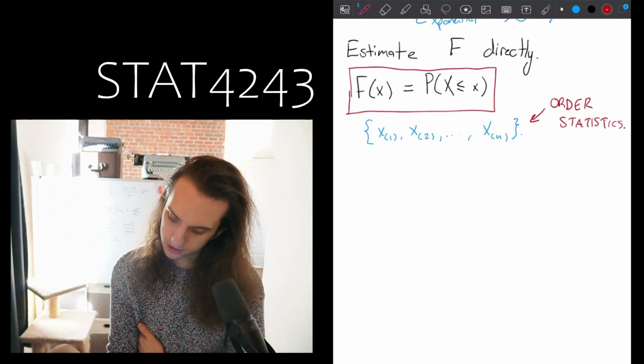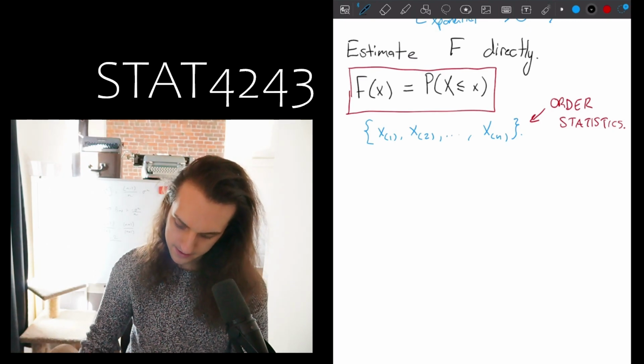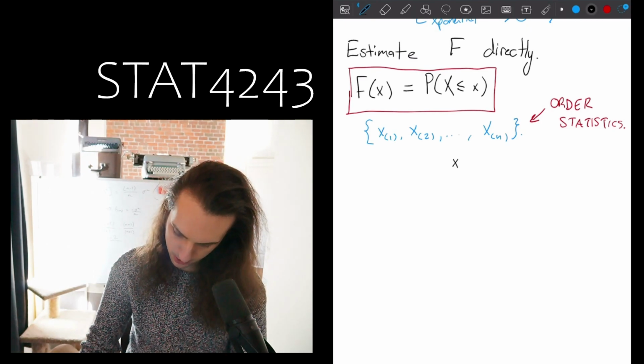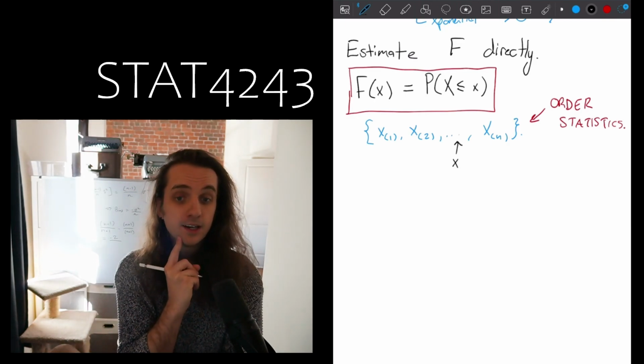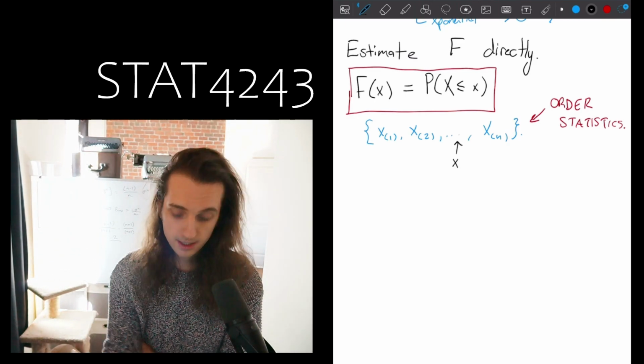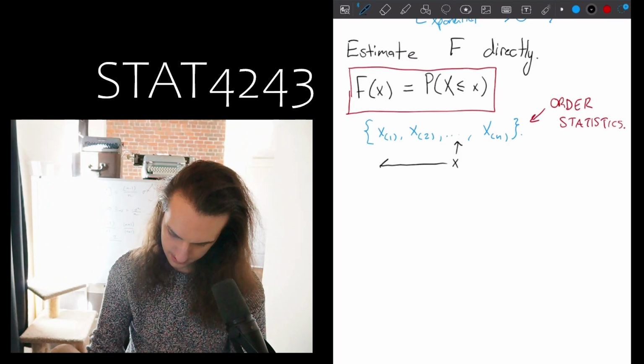But if you take them in order, then a question you could ask is, where does x fall, right? Where can we put x into here? And then you count the proportion of values that are less than here, right? So then the proportion here.